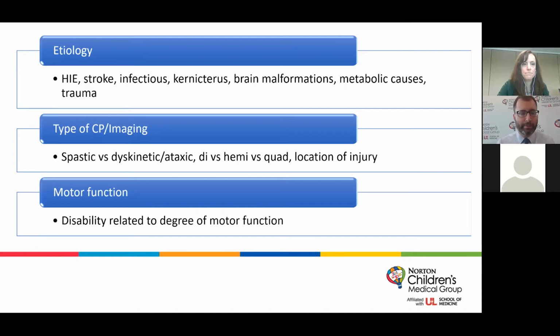Second, your comorbidities may change based off of either the type of cerebral palsy or the imaging characteristics. These go hand in hand, because based off of what is involved in the brain on imaging, you may have a different type of cerebral palsy, and thus a different type of comorbidities associated. And then lastly, motor function. The degree of motor function is very much tied with your risk for different comorbidities.